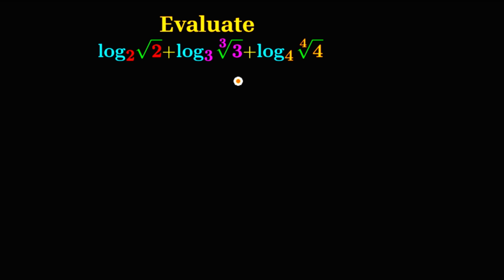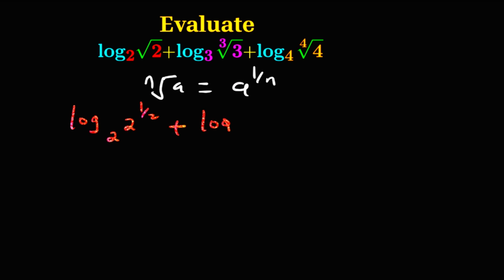So the first thing we're going to do is rewrite the roots differently as indices. Remember, if you have the nth root of a number a, that is the same as that number raised to power 1 over n. So we can apply that to rewrite each of these roots as an index. We're going to have log to base 2 of 2 power 1 over 2 plus log to base 3 of 3 power 1 over 3 plus log to base 4 of 4 power 1 over 4.